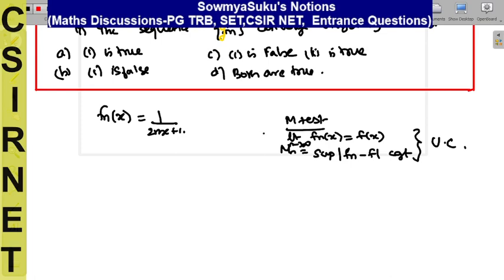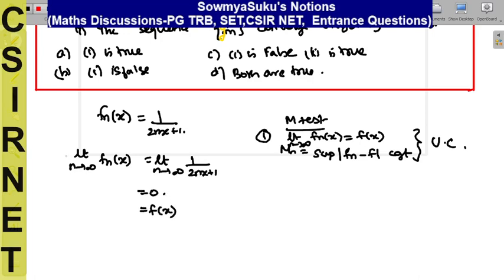So the first step is the limit as n tends to infinity of f_n(x), which is equal to the limit as n tends to infinity of 1 divided by 2nx plus 1. Here the denominator has n, and as n tends to infinity, 1 by n tends to 0. So this is f(x), that is our first step. Now, what about the second step?